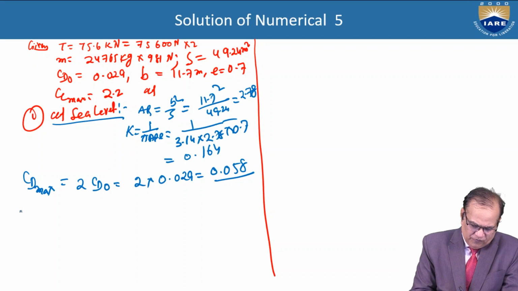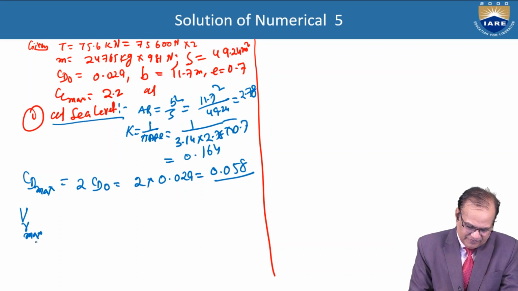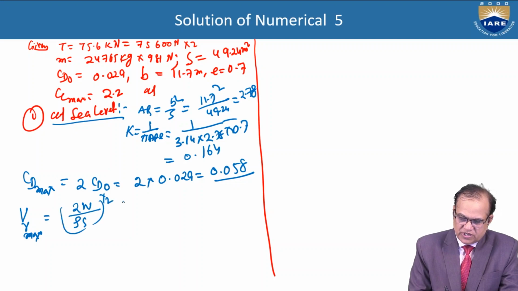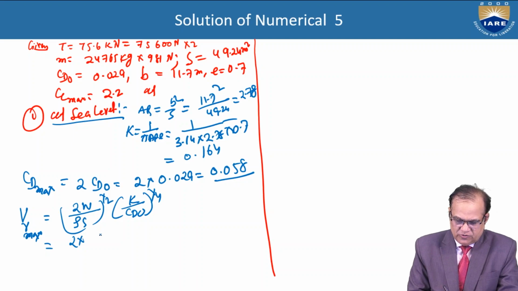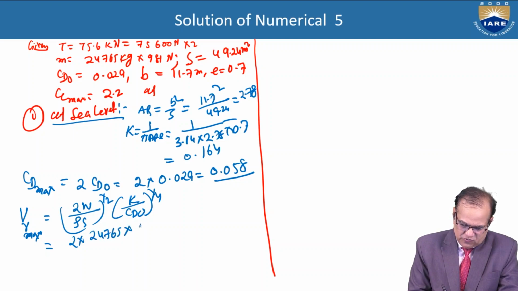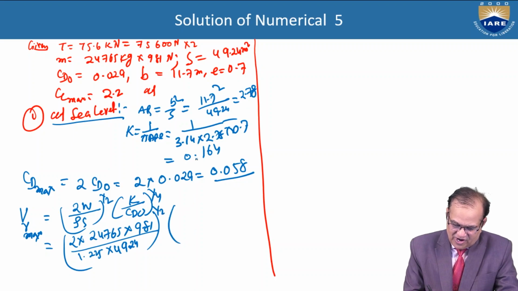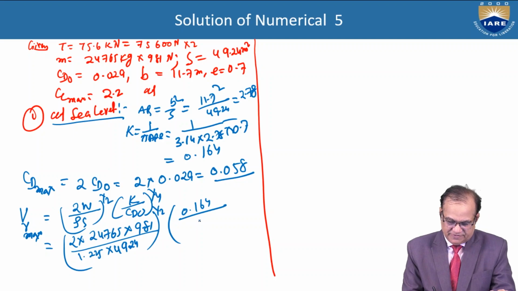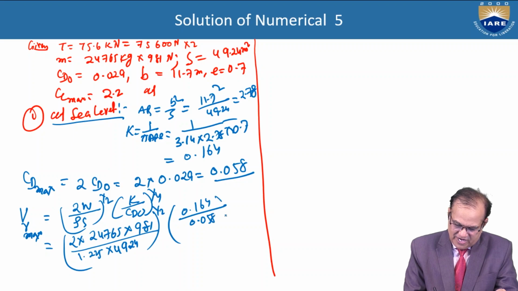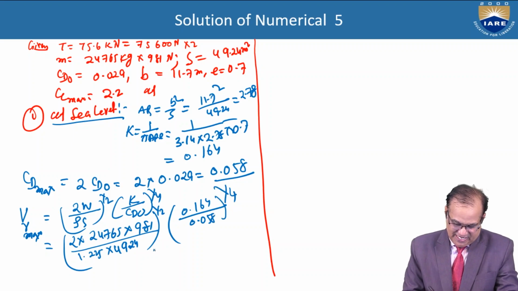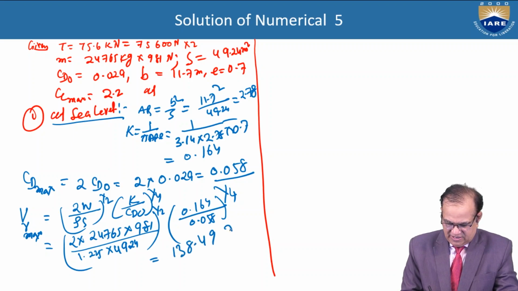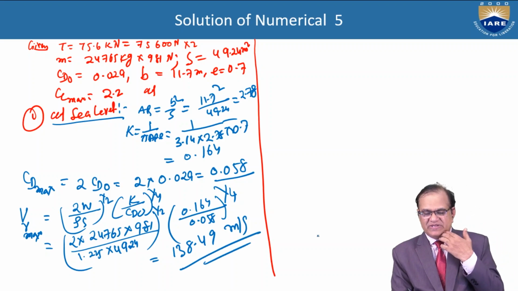So now we have to find out V velocity when gamma is maximum. This is equal to 2W by rho S to power 1 by 2 into K by CD naught power 1 by 4. So 2 into W is equal to 24765 into 9.81 divided by 1.225 into S is equal to 49.24 power 1 by 2, and K we have got here 0.164 divided by CD naught 0.058 power 1 by 4. So we will get this as 138.49 meter per second. So we got V gamma maximum this much.